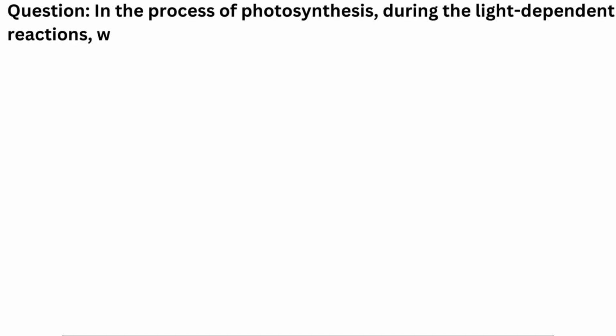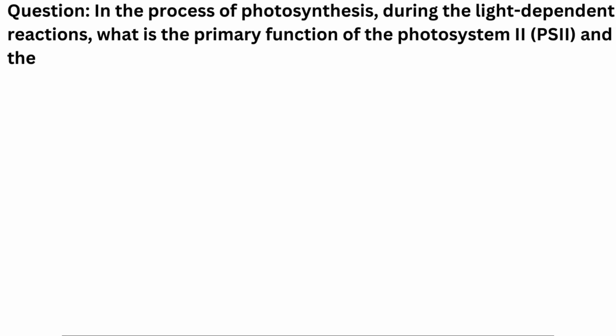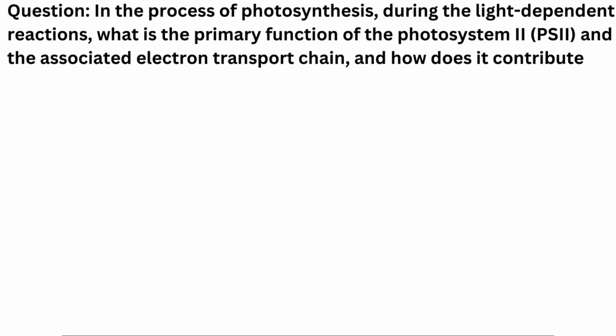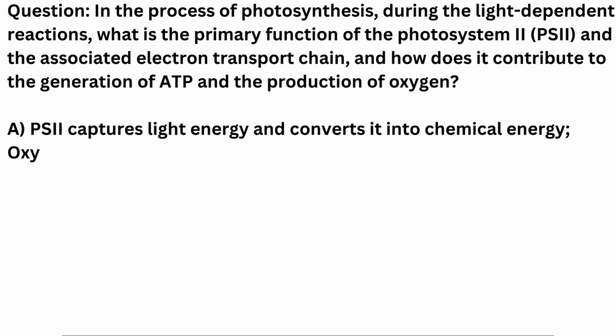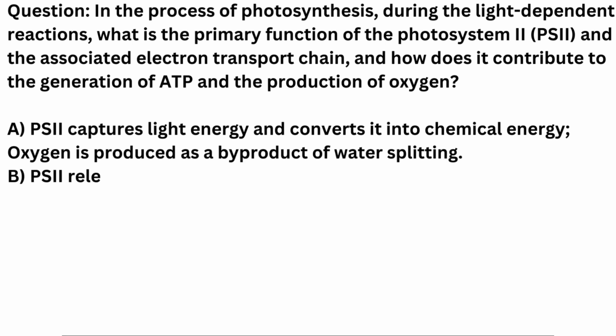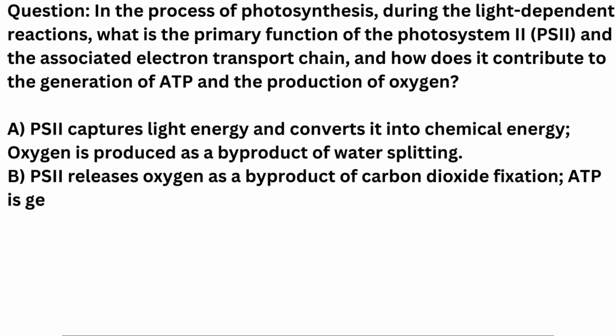Question. In the process of photosynthesis, during the light-dependent reactions, what is the primary function of photosystem II, PSII, and the associated electron transport chain, and how does it contribute to the generation of ATP and the production of oxygen? A. PSII captures light energy and converts it into chemical energy. Oxygen is produced as a byproduct of water splitting. B. PSII releases oxygen as a byproduct of carbon dioxide fixation. ATP is generated through cyclic photophosphorylation.